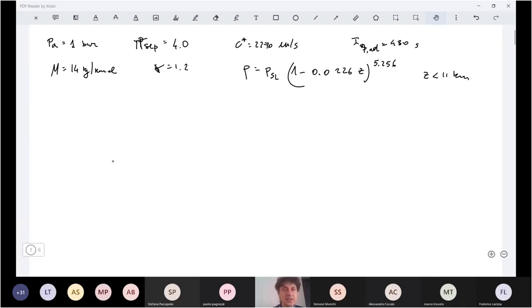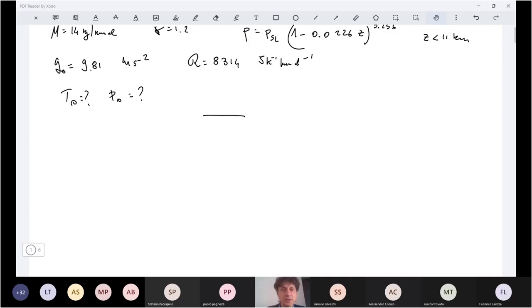And we know the value of C star, the adapted specific impulse, the molar mass, 14 kilograms per kilomole, and gamma, 1.2, and also how the pressure changes with altitude. Here, Z is in kilometers. And of course, we also have the useful constants: sea level acceleration of gravity and the universal gas constant. So we had to evaluate the total temperature and total pressure for this rocket.